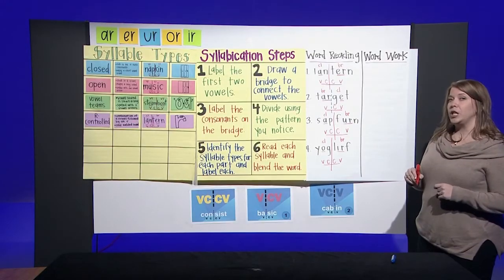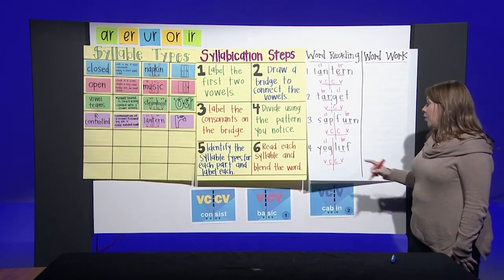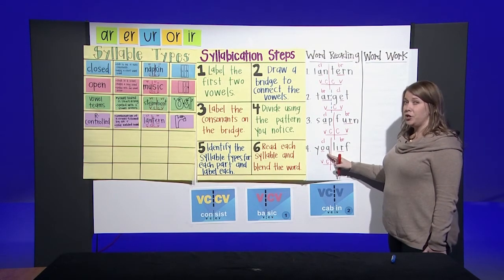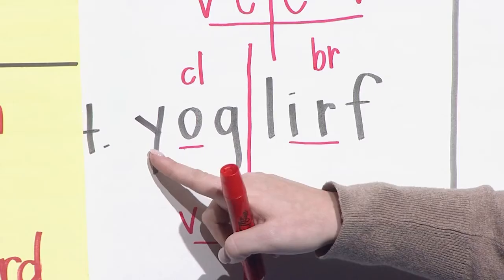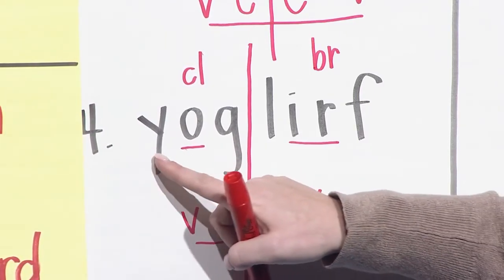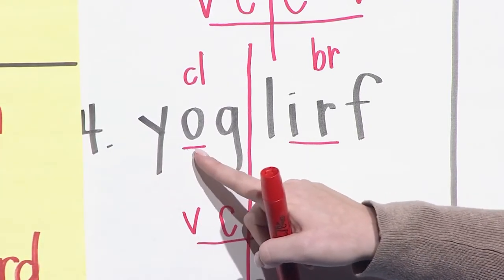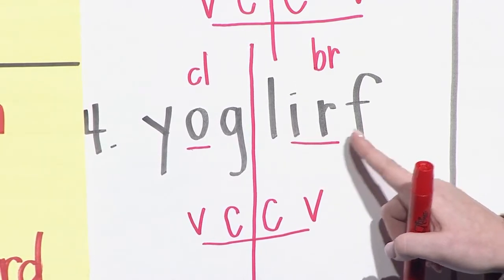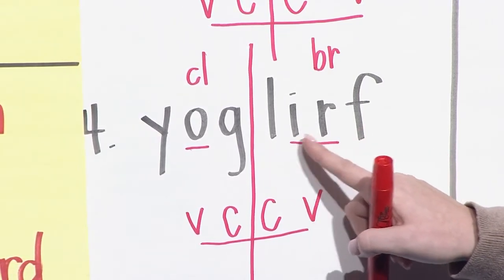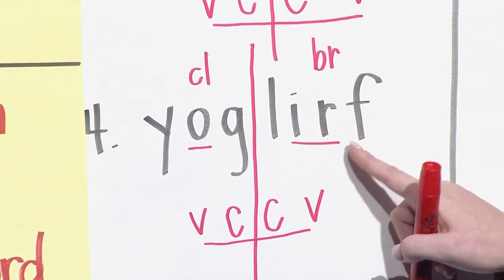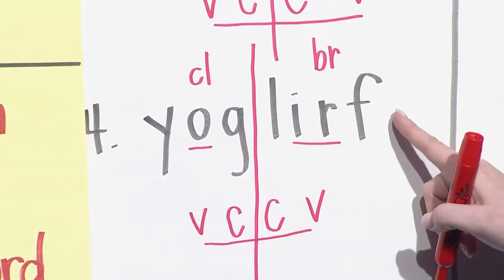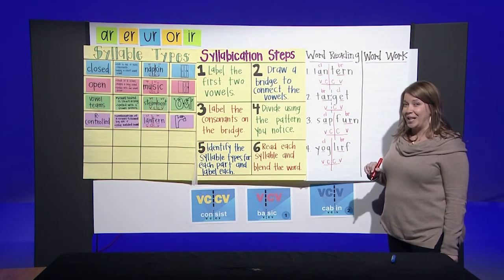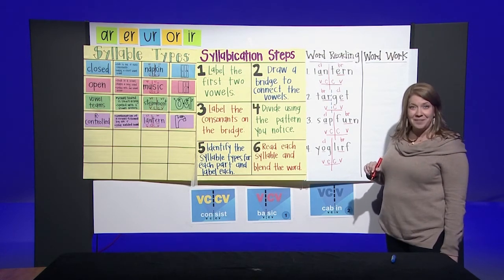Now we're going to read each syllable and blend this word. Remember, this will make a short sound because it's closed in by my consonant. You blend and read for me, and I'll follow. Yog, yog. Lurf, lurf. Yog, lurf. That's not a word I've heard before either, but we had great practice syllabicating. Those nonsense words can be fun.